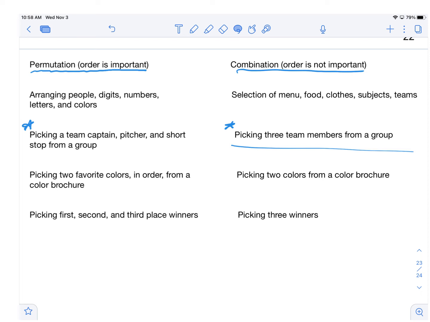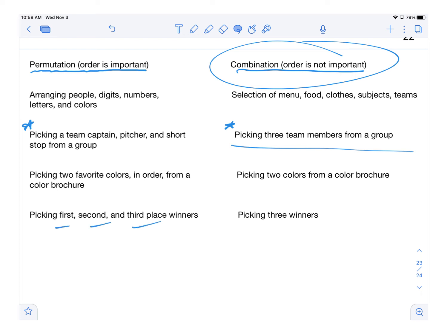But then I say, I need to hire 3 dishwashers. First person is a dishwasher. Second person is a dishwasher. Third person is a dishwasher. The order is not important. They're all dishwashers. But in the first one, the order is important.